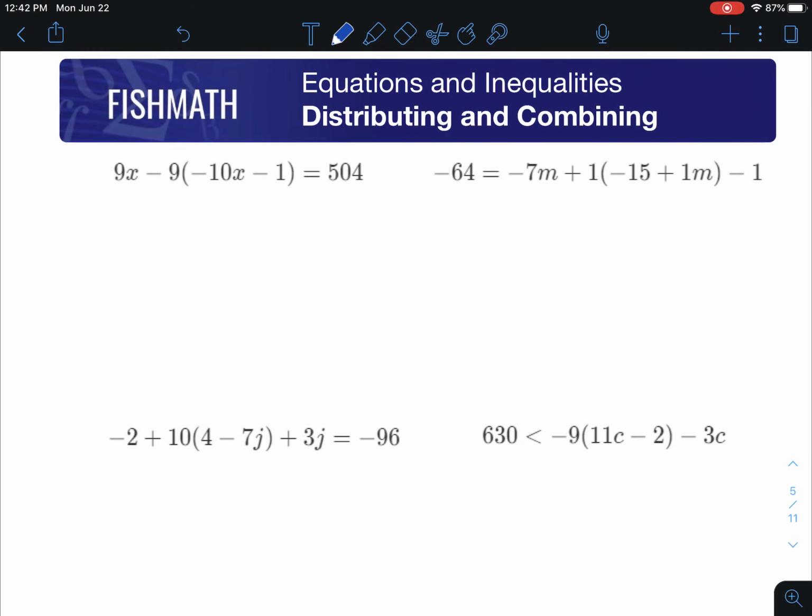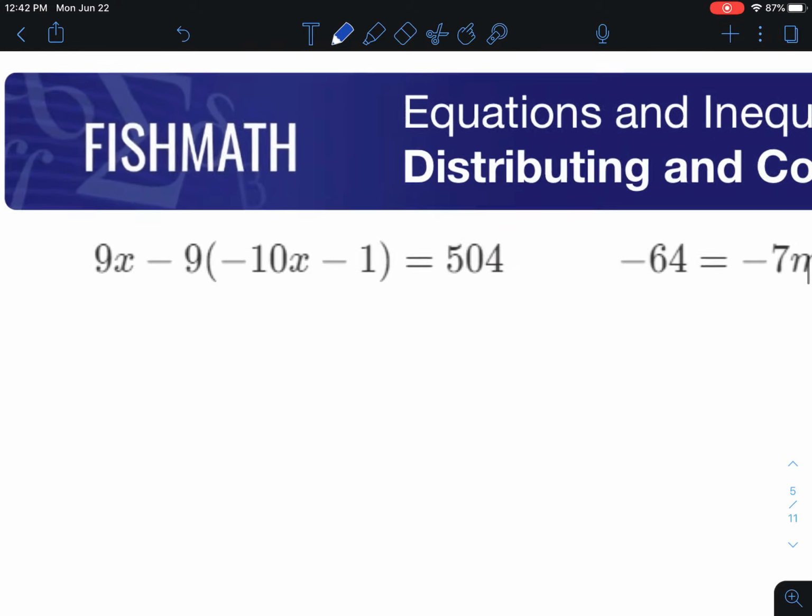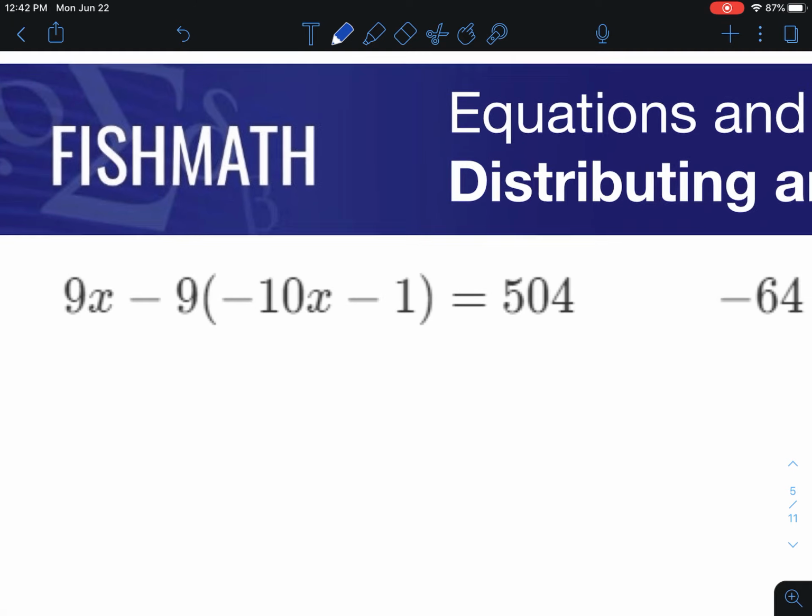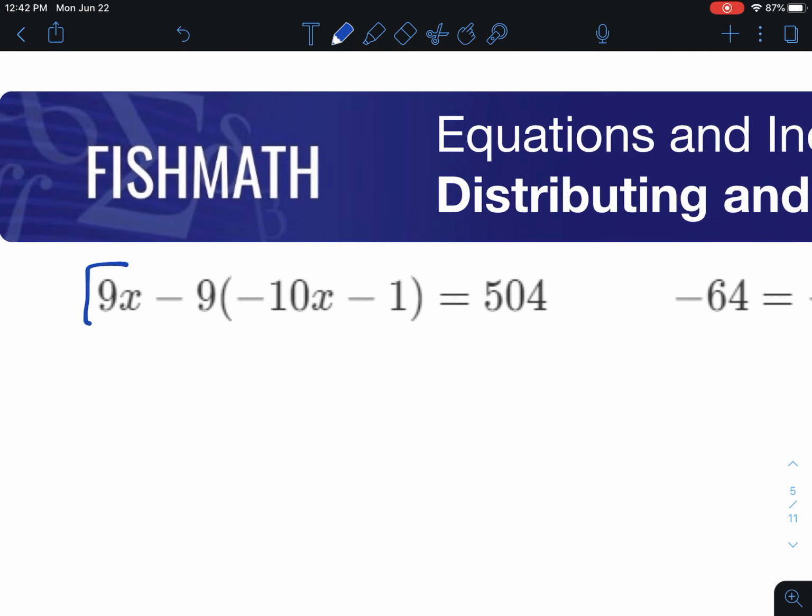Hi everyone, we're going to look at how to solve equations and inequalities by distributing and then combining like terms. So distributing always comes first with parentheses. We're always going to get rid of parentheses first, and then we're going to combine the like pieces and solve from there. So for the first one, we're going to ignore this 9x out front first.